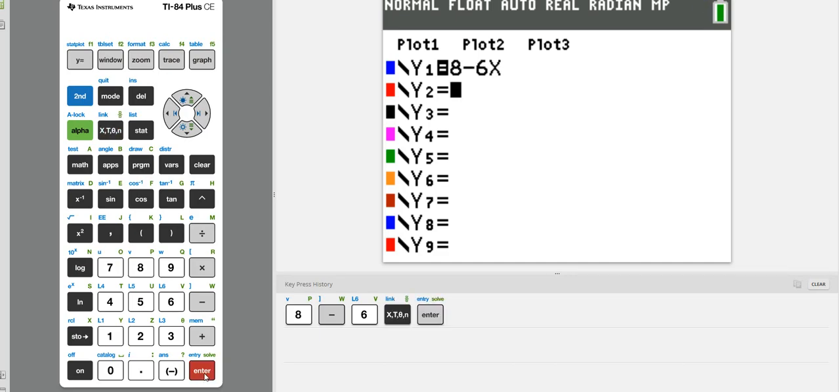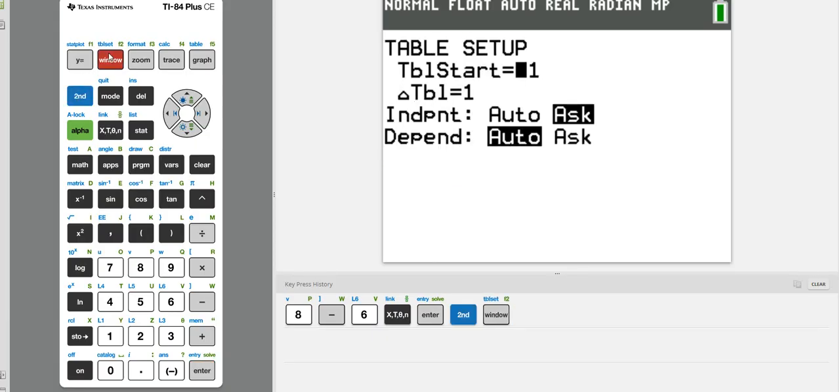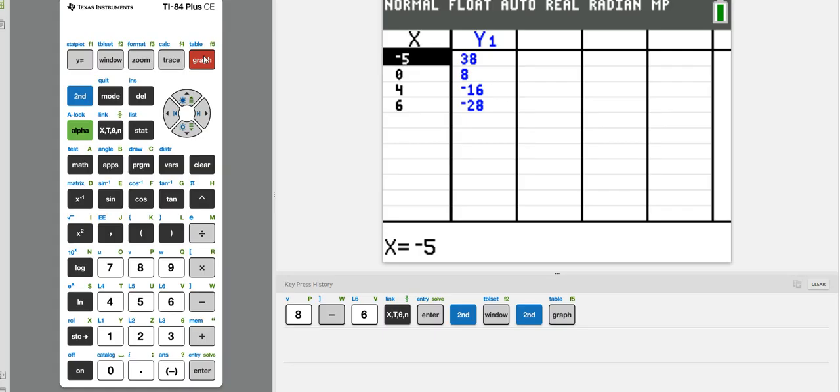And we should be able to come up with enough points to graph this. Double check that your table settings are correct. Doesn't matter what table start is or delta table. So when you hit second and then window, make sure that you're set at independent with ask and dependent set to auto. Assuming those are okay, hit the second key, then the table key to get to the table, I should say.